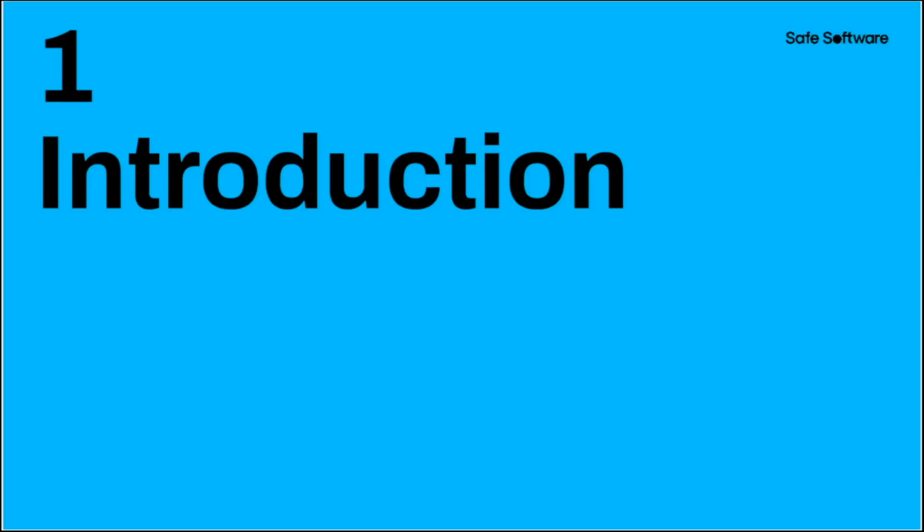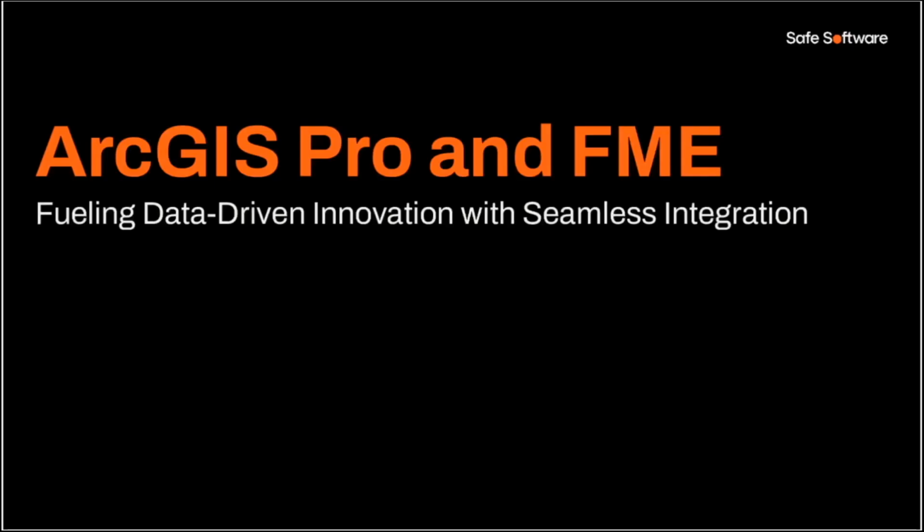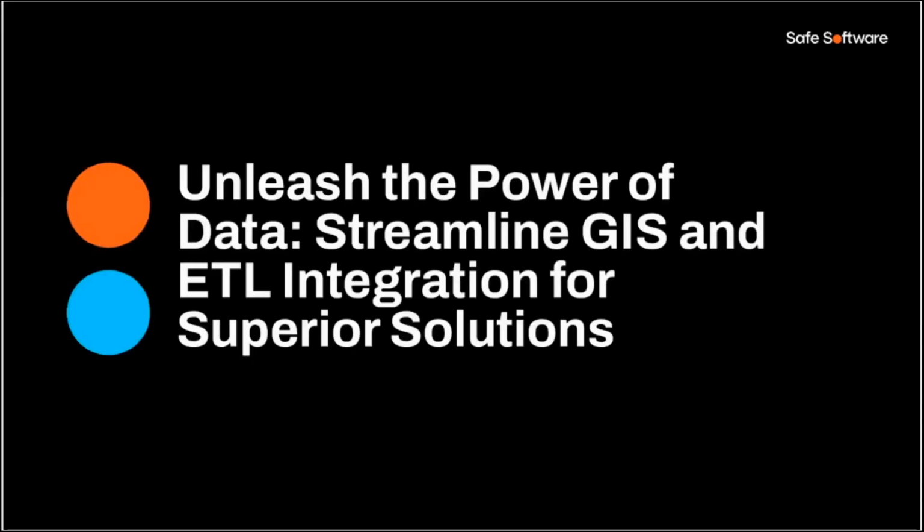Okay, thanks, Elizabeth. Let's get into it. So when you combine ArcGIS Pro, Esri's flagship product, and FME, Safe Software's flagship product, you really end up fueling data-driven innovation with seamless integration across your enterprise. And so today we're going to look at how you can unleash the power of data by streamlining GIS and ETL integration. And you end up with a variety of very superior, time-saving, high-fidelity, high-value solutions. And that's what Bruce is going to be walking us through.